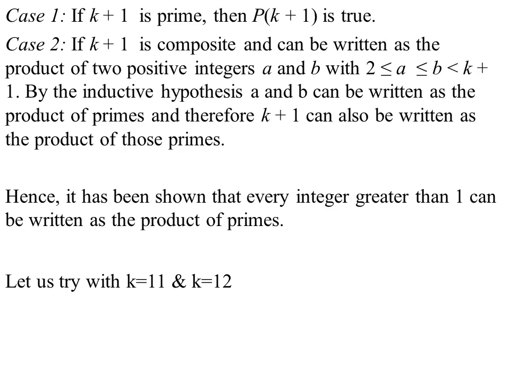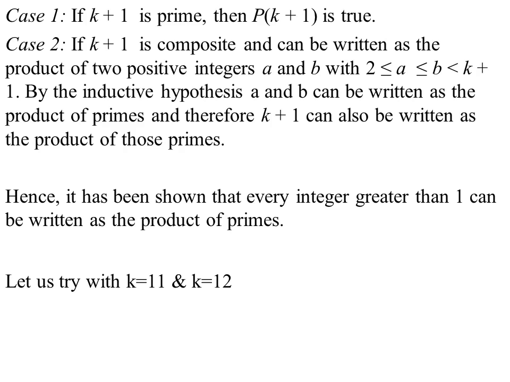Now this we can extend for any integer n whose value is greater than 1. Since k plus 1 can be written as the product of those primes, by expressing it as a product of two integers a and b, the same can be done for any integer n. Hence, it is proved for P of n also.